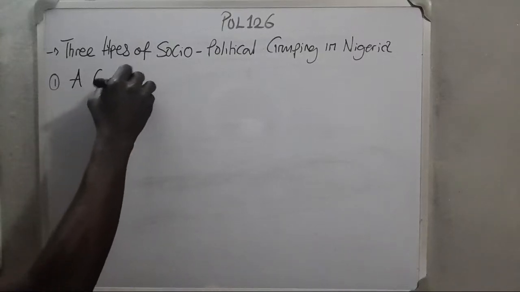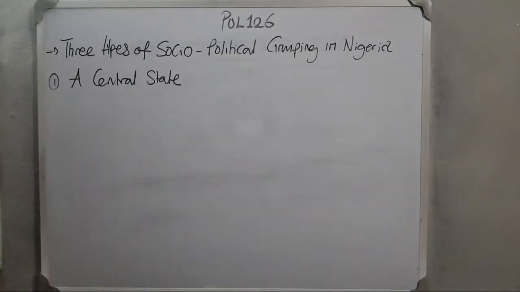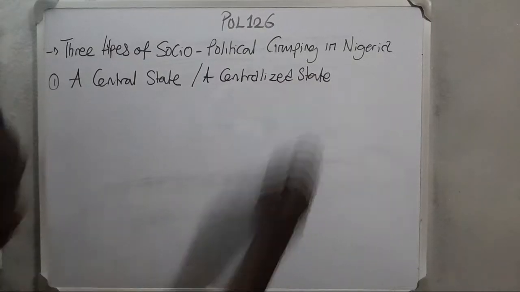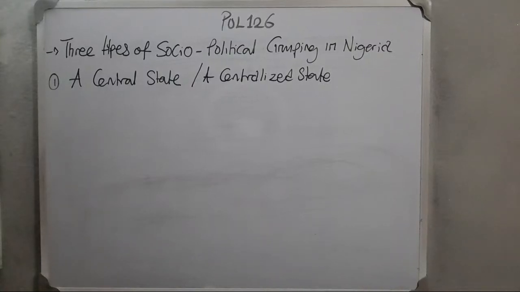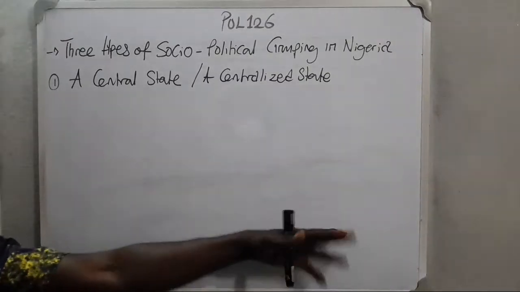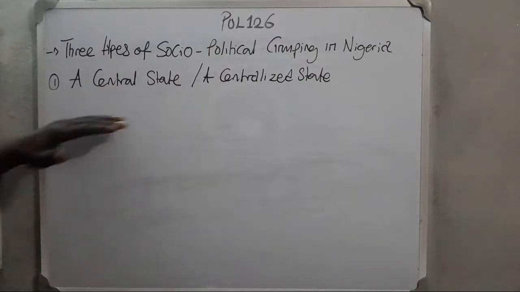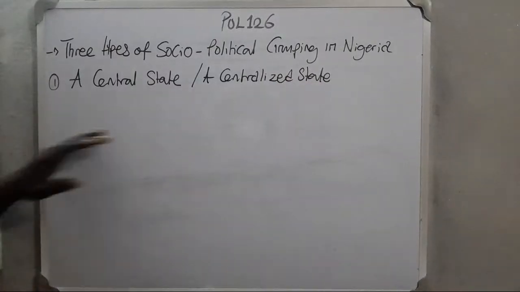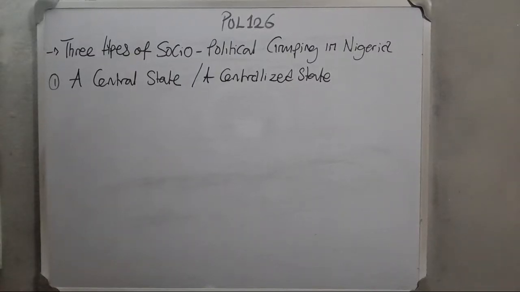The socio-political grouping comprises of a central state, basically a centralized state. Now the caliphate in Borno and Sokoto areas shared indigenous African values and Islamic political system, which is a framework of Sharia. The first one is a central state or a centralized state, and we can liken a central state to the caliphate.